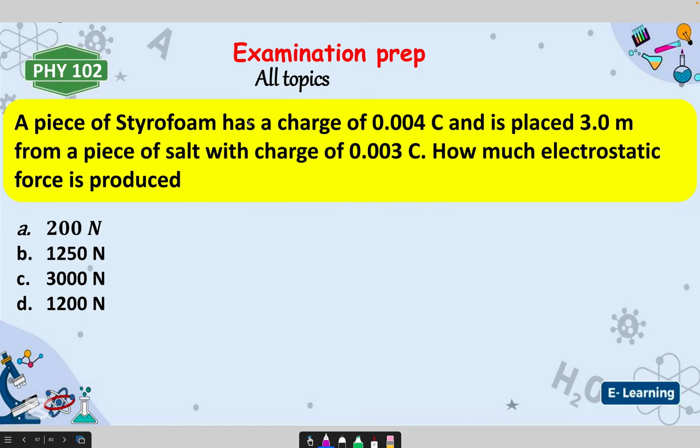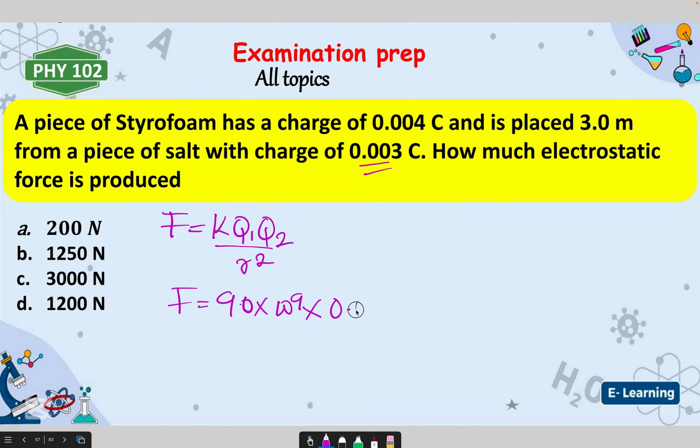Now the next will say a piece of styrofoam has a charge of 0.04 and is placed 3 meters from a piece of salt with a charge of this. How much electrostatic force is produced? All these ones are very simple questions. K Q1 Q2 all over R square is the electrostatic force. So F will be K, which is 9.0 times 10 raised to the power of 9. The first charge is 0.04. The second charge is 0.003. The distance of separation is 3 meters, which is 3 square. 3 square will give us 9. 9 will cancel 9 from here.